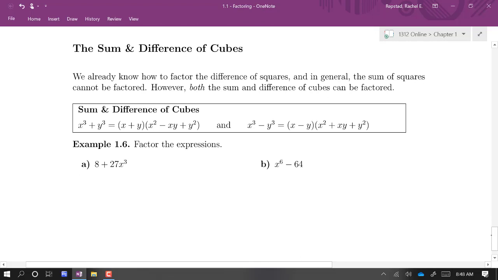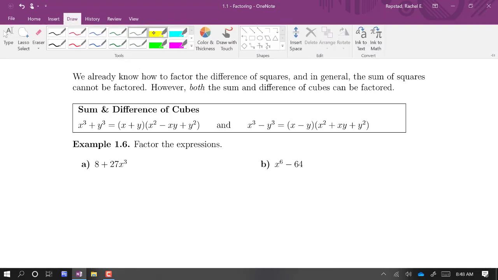All right, and last, our last sort of factoring scenario is a sum and difference of cubes. You'll recall that a difference of squares factors, but a sum of squares does not. Both the sum and difference of cubes will factor, and the rules look pretty similar. So I'll just go over the pattern here.